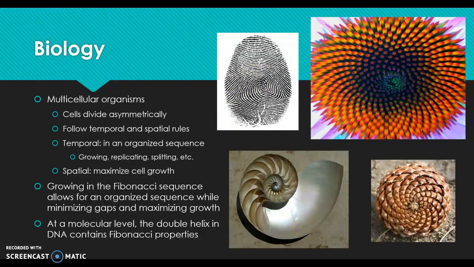Not only do the cells grow, but at a molecular level, the double helix in DNA also contains Fibonacci-like properties. Since the double helix is a spiral, it's not a perfect spiral, it's off a little bit, but it does this because nature grows in the Fibonacci sequence.